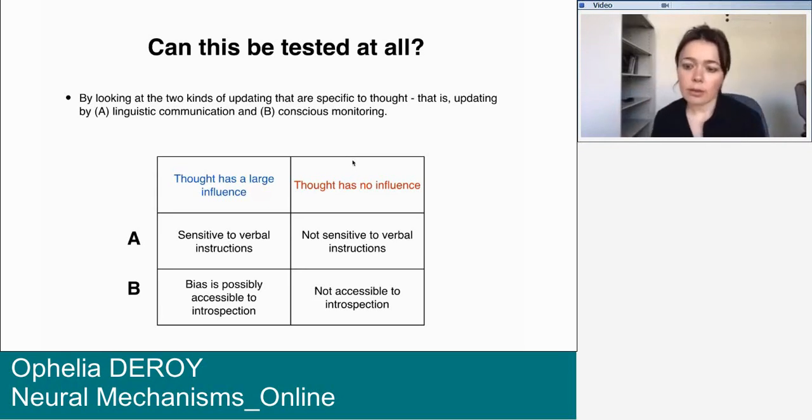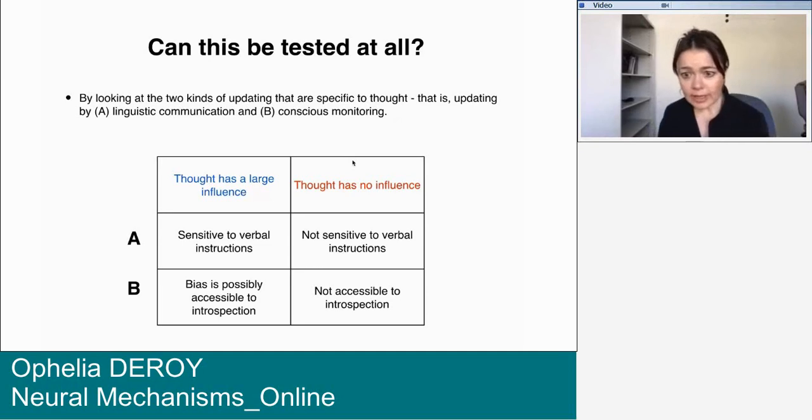And this is a way of presenting basically the prediction. So according to the first idea, if really thought has a large influence on this effect, then by providing through linguistic communication some instructions to the participant, you should see that because you've changed this cognitive prediction, you will change the effect a lot. If on the contrary, thought has no influence or very little influence, you will see no significant change once you've changed that level of thought through an updating by verbal instruction.